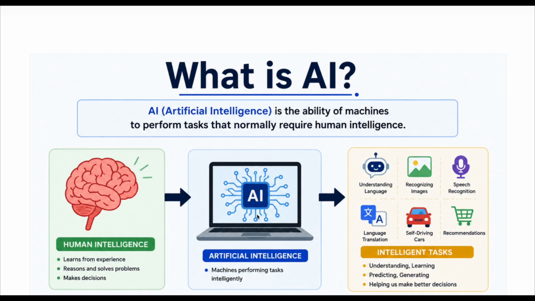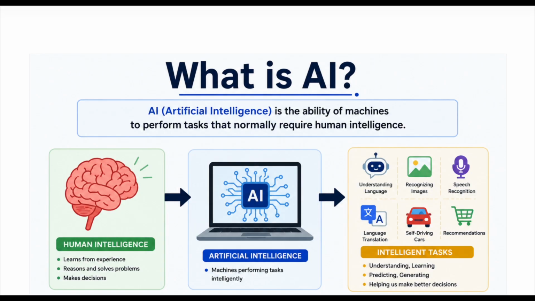Instead of human thinking, AI systems use models, algorithms, and large amounts of data. The goal is simple: make machines behave intelligently. AI can be used in many different areas. For example, chat applications, image recognition, recommendation systems, voice assistants, and self driving technology.